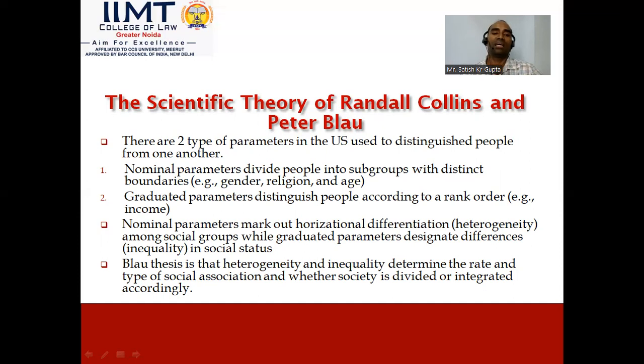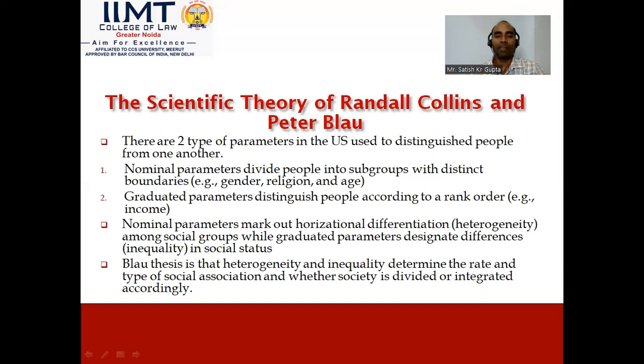So in the nominal parameter, how can we divide people into various subgroups, such as through gender, through religion, and through age. And the second one is the graduated parameter, which distinguishes people according to rank. Example, income. So there are two parameters, as I told: the nominal parameter and the graduated parameter. Through the nominal parameter, gender, religion, and age are factors to be considered. And through the graduated parameter, only income needs to be considered.